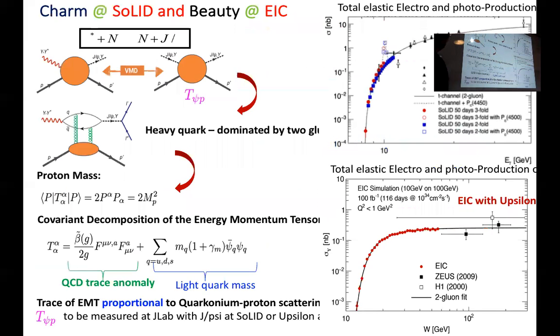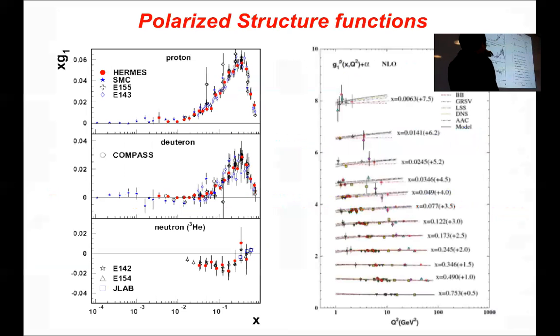So with SoLID, we can actually do the threshold J/psi production, and can do it very well. In addition to that, we can also learn about the pentaquark issue too. EIC will be able to do the upsilon production. So these two combined should help us learn a lot about this proton mass.